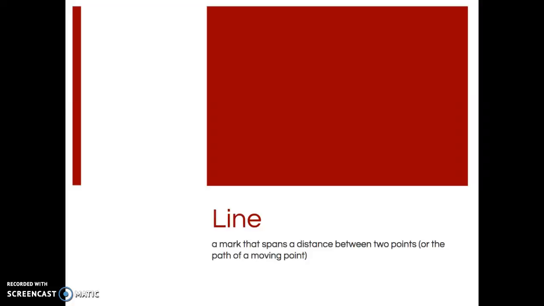Today we're going to learn about line. Line is a vital component of creating any artwork. A line is a mark that spans a distance between 2 points or the path of a moving point. A common mistake that young artists make when first learning to draw is using the same type of line over and over again. They don't tend to use a lot of different variations of lines, so in this video we're going to go over all the different types of lines.